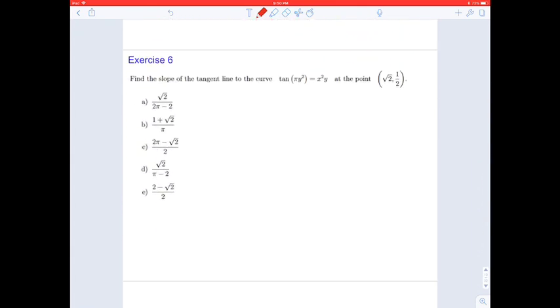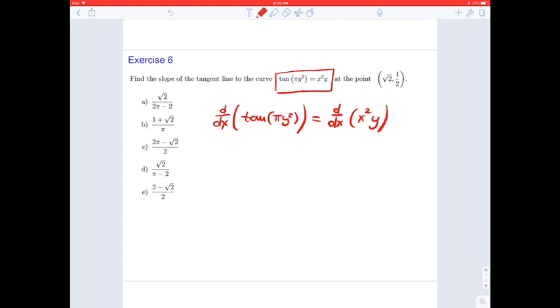Exercise number 6. The same thing. Find the slope of the tangent line. Actually, this is just the slope of the tangent line for the curve, and this is our curve at the point root 2, 1/2. The same thing. Slope of the tangent line is just the derivative at that point. Let's differentiate with respect to x tangent of pi y squared, and then differentiate with respect to x x squared times y.